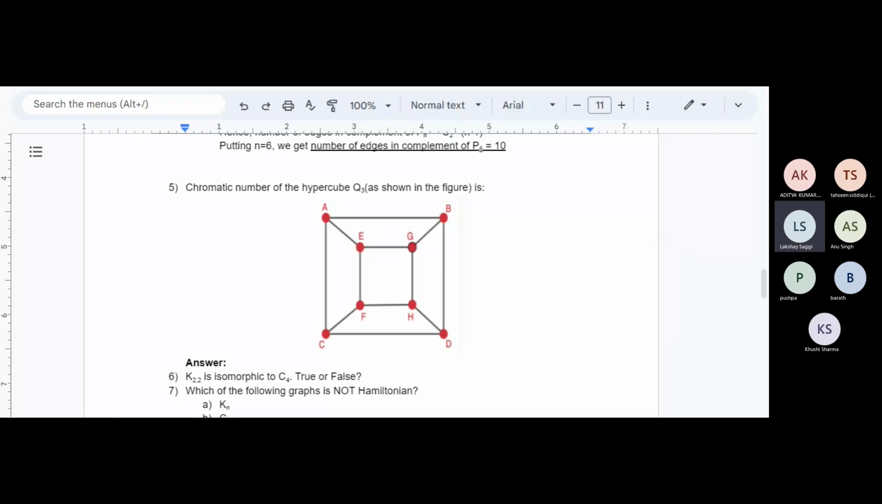Okay, so Aditya has written 4 and Khushi has written 2. I'll first start with Khushi. Khushi, how did you arrive at 2? Can you type in chat why you arrived at 2? Because Aditya, you have written 4, but maybe your solution is also correct. If someone is able to answer in less than 4, like if Khushi was able to explain how she colored using just 2 colors, then it's a better solution, right? Because we need the minimum number of colors. So Khushi, how did you arrive at 2?